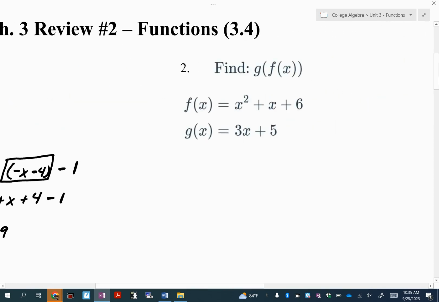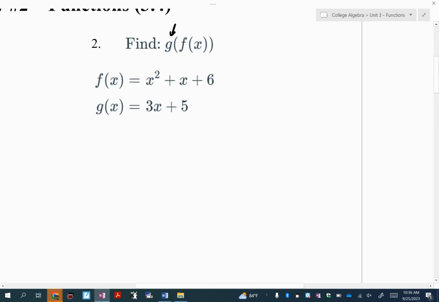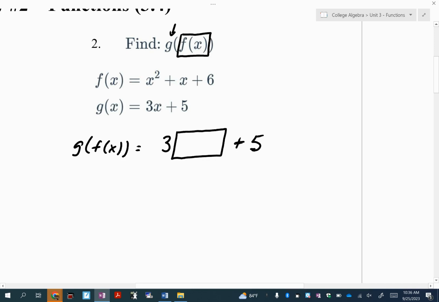All right, let's do number 2. It says g of f of x. So g is what I'm going to copy down first. So g of f of x is going to be 3 box plus 5. I'm going to be putting my inside function of f of x in the box. I should probably use a larger box. There we go. Inside this box is going to be x squared plus x plus 6 in parentheses.